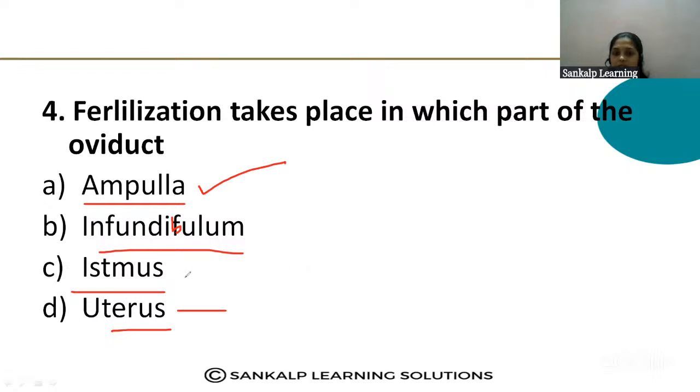Not at the uterus. Not at the isthmus region. Not at the infundibulum region. Okay. So it takes place at the ampulla region. Many are writing option D. Implantation takes place at the uterus, but fertilization does not take place at the uterus.